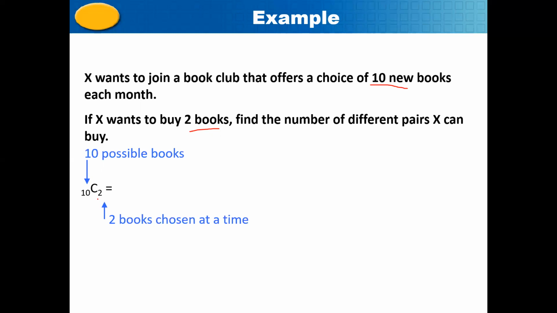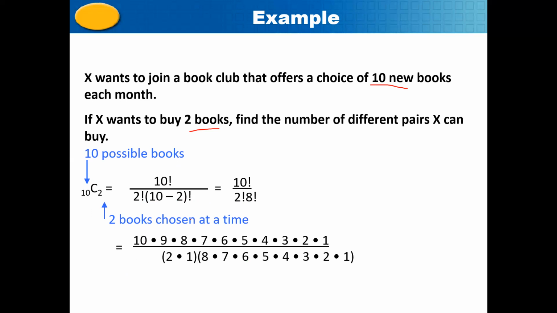So we can see 10 possible books, out of them 2 books chosen at a time. So how we'll get this? We'll apply the formula n factorial divided by r factorial times n minus r factorial. So now solve it. 10 factorial, 10 minus 2 is 8 factorial, multiplied by 2 factorial.